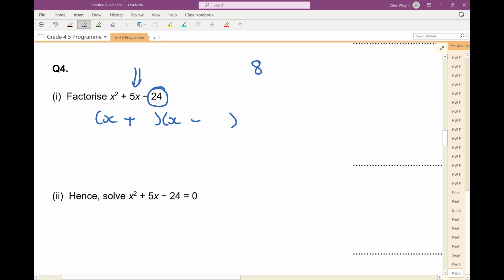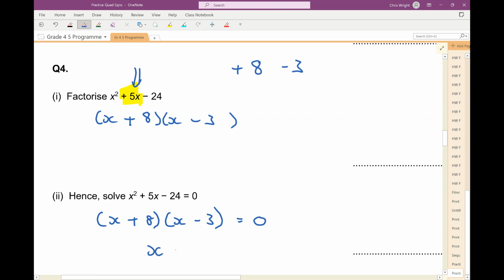I'm thinking 8 and 3, because those are two factors of 24 that have a difference of 5. And I'm thinking plus 8 and minus 3, because that would give me plus 5x if I were to expand the bracket. So there's that factorized. And now I can use that factorization to solve the equation x squared plus 5x minus 24 equals 0 to give me the answer x equals minus 8 and 3.